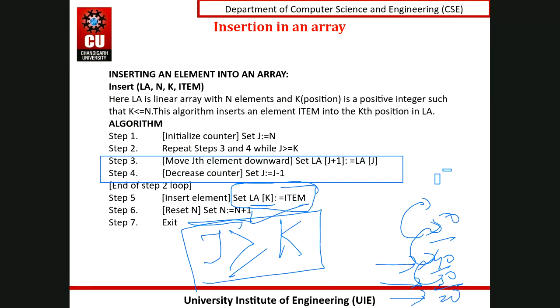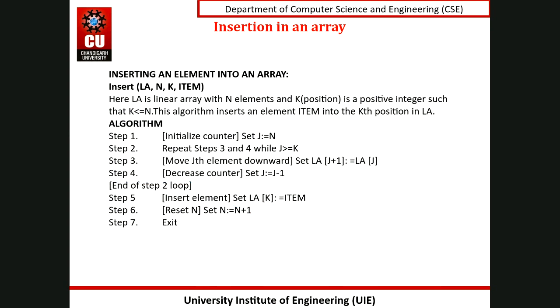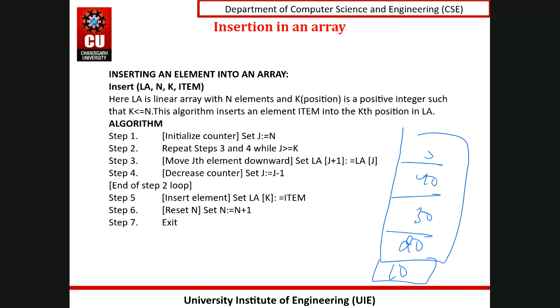See, I'll just answer this query. See what happens every time. If this is your array, 20, 30, 40, 50. See, J was here. So we moved it upward. Now J is over here. We have to move the kth element also upward. So we have to reach k. Otherwise, the element originally present at the kth index will be overwritten by the item.